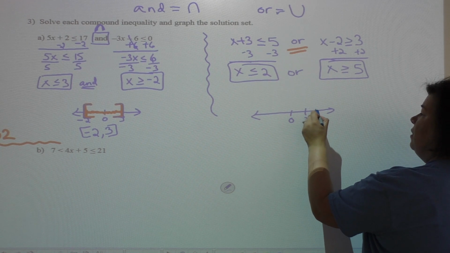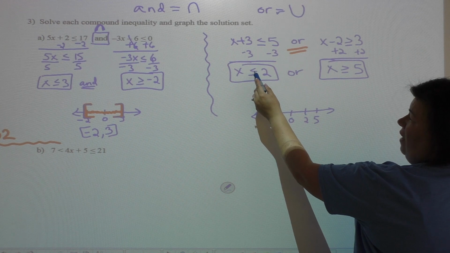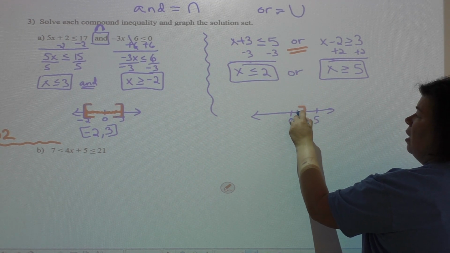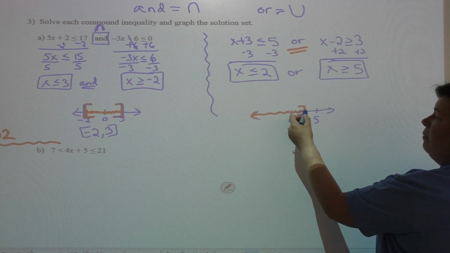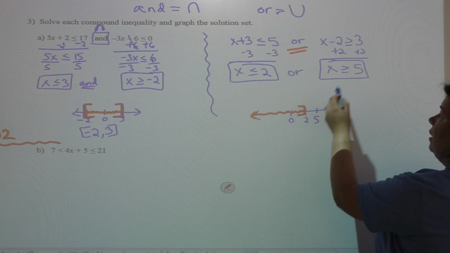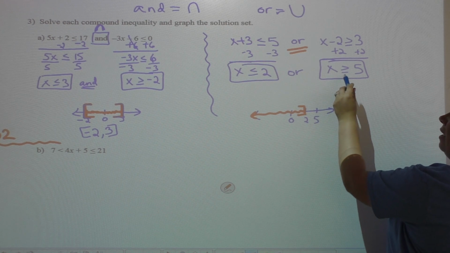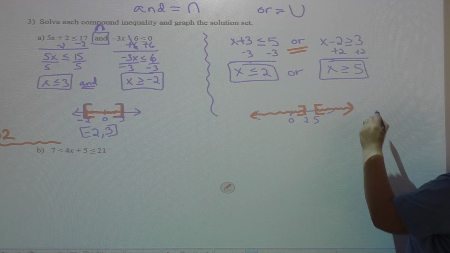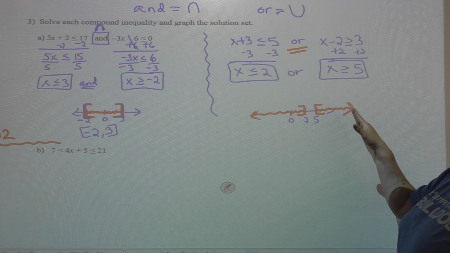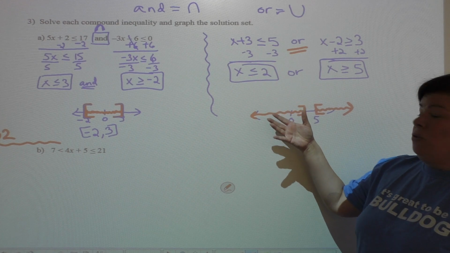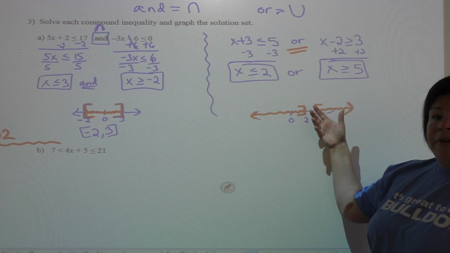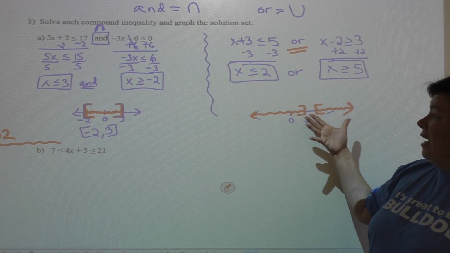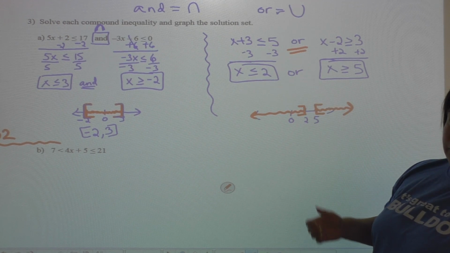so here's the number 2, here's the number 5. All of my values that are less than or equal to 2 go from -infinity all the way up through and including +2. Here, I want all of my values of x that are greater than or equal to 5, which start at 5, including 5, and go all the way to infinity. So because this is an OR, I'm bringing both graphs together and uniting them on one. So we are good here, and this is how our graph looks for the union of these.